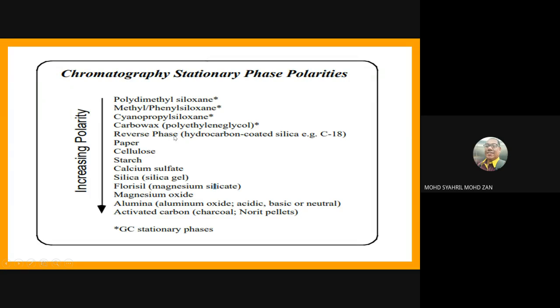Reverse phase, tambahan untuk absorbent ataupun stationary phase kita: hydrocarbon coated silica, C18, paper, cellulose, starch, calcium sulfate, silica or silica gels, fluorosil, magnesium silicate, magnesium oxide, alumina. Alumina apa dia? Alumina is aluminum oxide. The main function for acidic, basics or neutrals. Activated carbon such as charcoal or norit pellet.